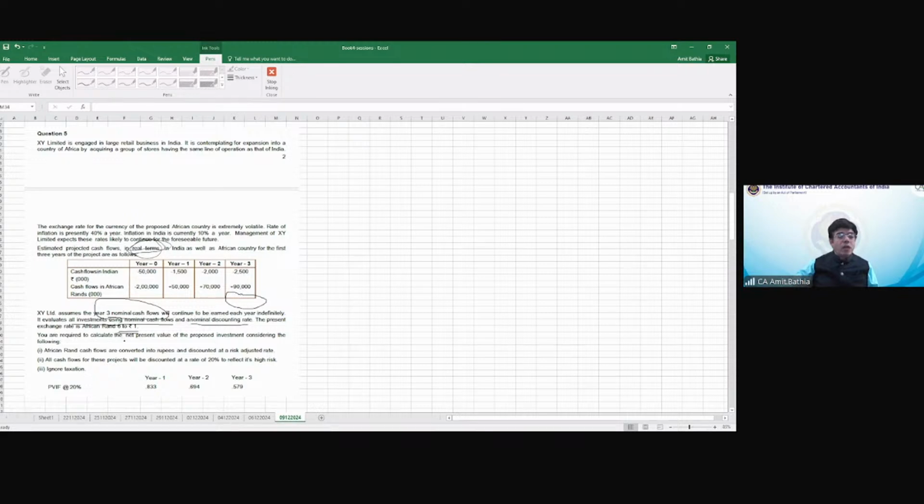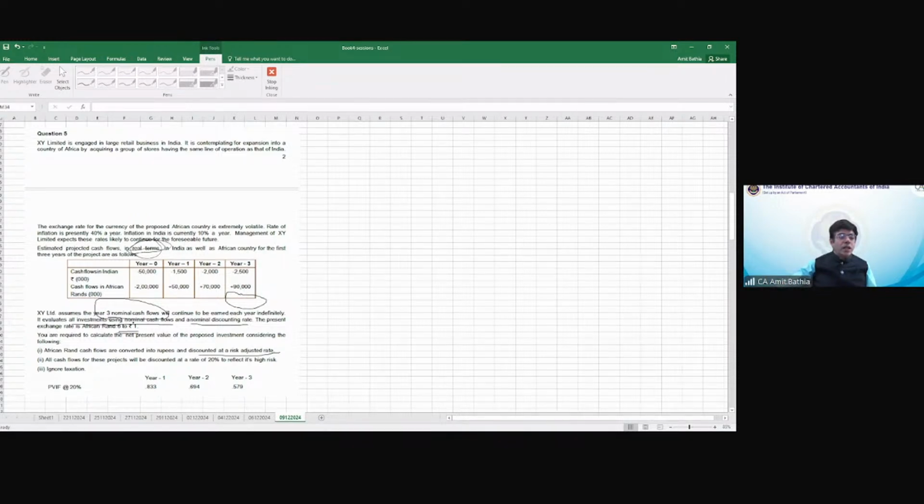You are required to calculate the NPV of the proposed investment considering the following. African rand cash flows are converted into rupees and discounted at a risk-adjusted rate. So in the previous question, if you recall, your Nepali currency was converted to INR and then was subjected to the discount rate. So that way it is very similar. But there is one change. And what is that one change?